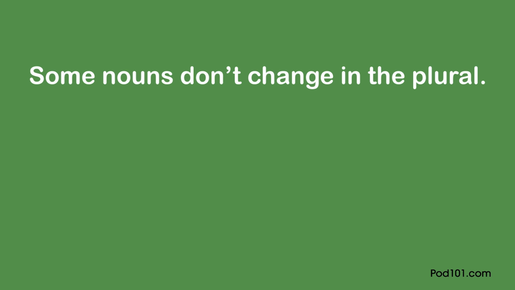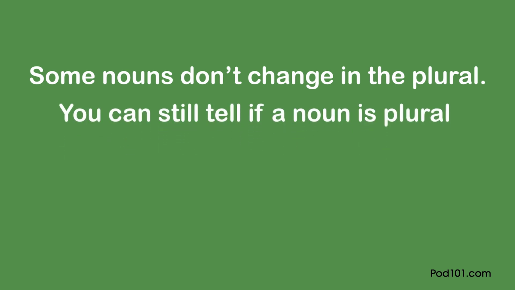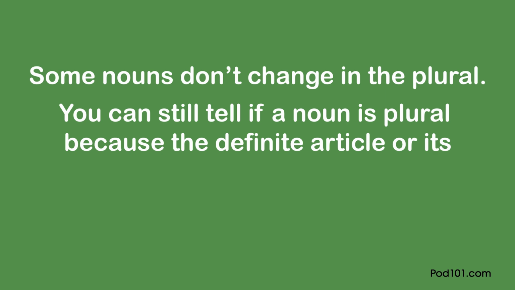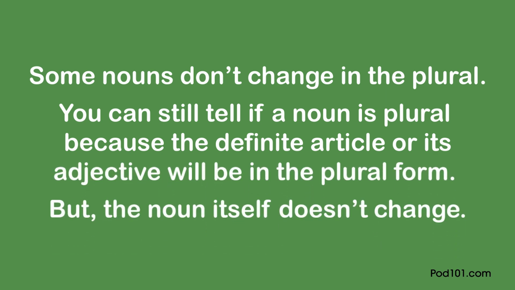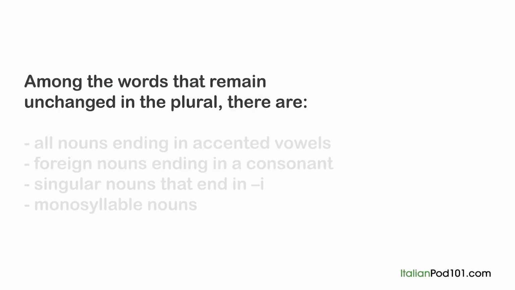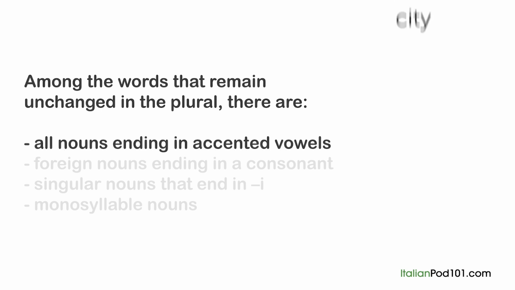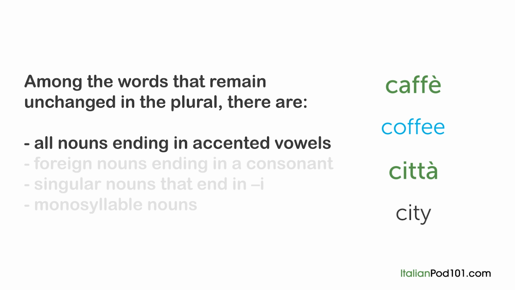Some nouns don't change in the plural. You can still tell if a noun is plural because the definite article or its adjective will be in the plural form, but the noun itself doesn't change. Among the words that remain unchanged in plural, there are all nouns ending in accented vowels like caffè, meaning coffee, or città, meaning city.